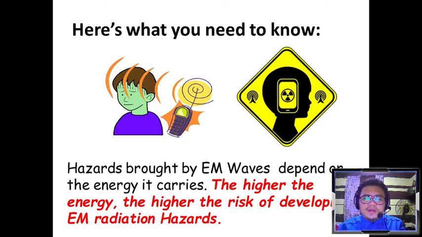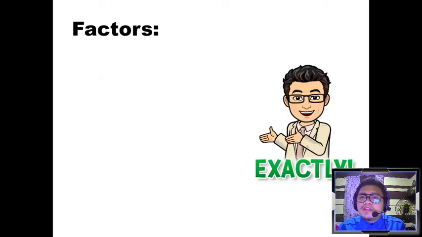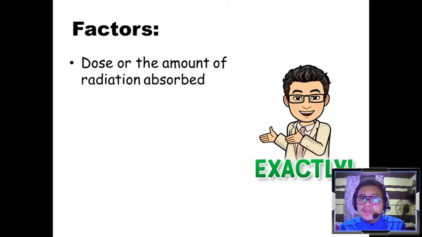And what are some of the factors that determine your risk of developing an EM radiation hazard? Let's identify them, because you might be experiencing these factors right now. Number one, the dose or the amount of radiation that you absorb. That's important because the higher the dosage of the EM radiation you absorb, of course, the more risk that you will develop. But please don't get me wrong.